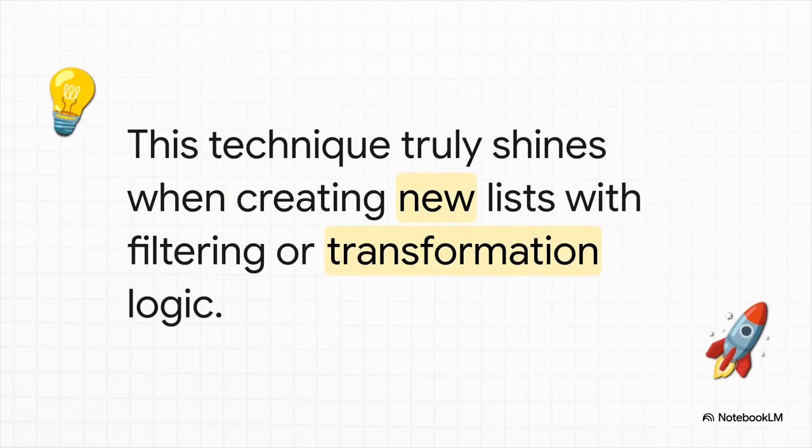But here's the real secret sauce. While our example just prints the items, the real power of a list comprehension isn't just about looping. It's about creating brand new lists. Just imagine taking a list of numbers and, in one line, creating a totally new list that only has the even numbers, or a new list where every number is squared. That's where this technique is an absolute game changer.